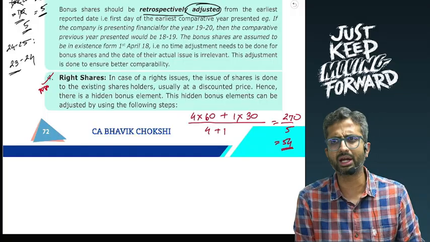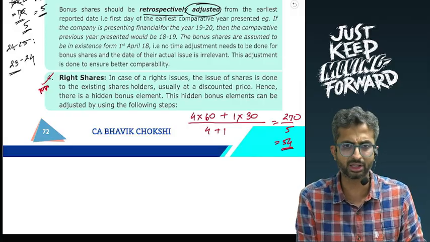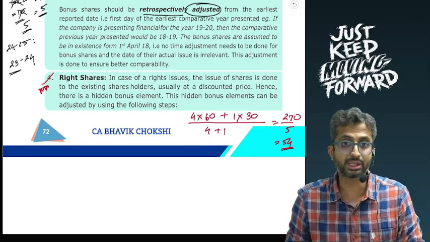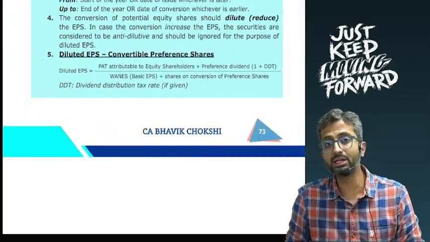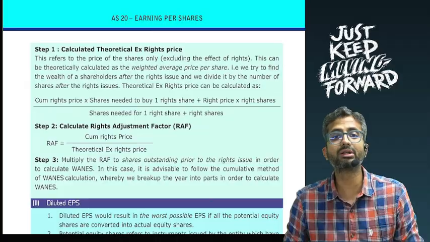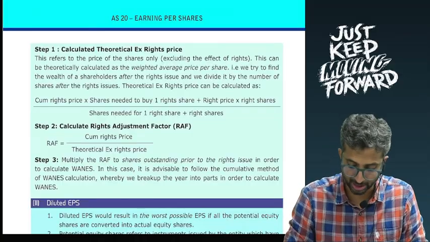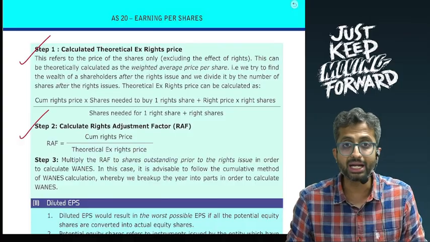This you would do even in your Accounts and FM, if I'm not wrong, otherwise it is there in your accounts. Theoretical ex-rights price. Now ideally the price prior to the rights and price after rights should be the same. However, it is changing because of the rights issue, and hence as a second step you will calculate the rights adjustment factor.